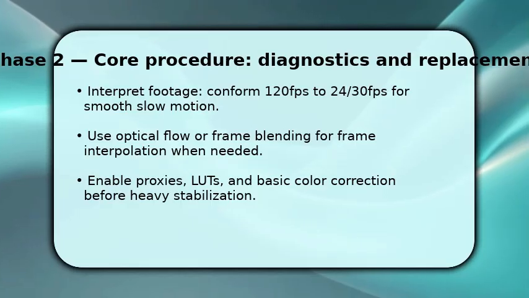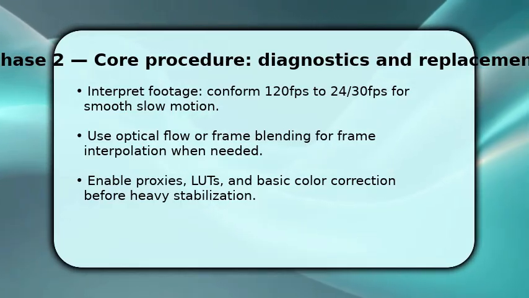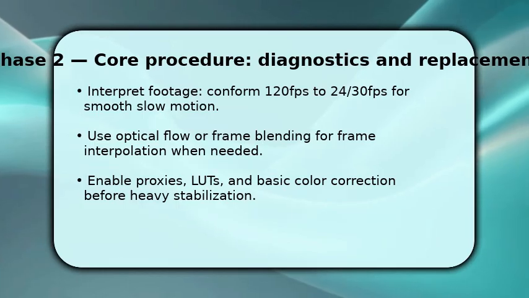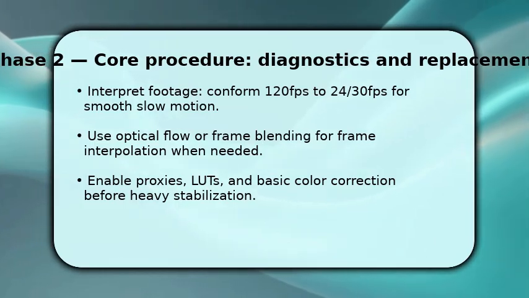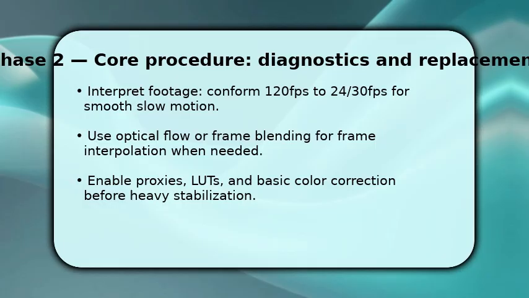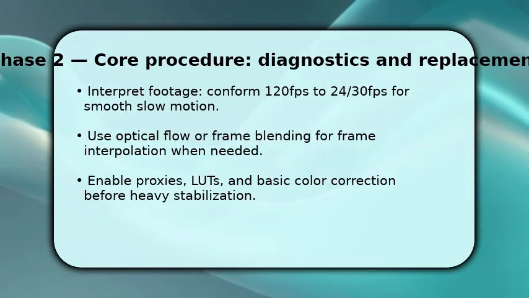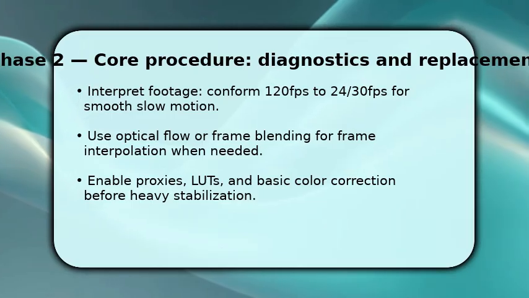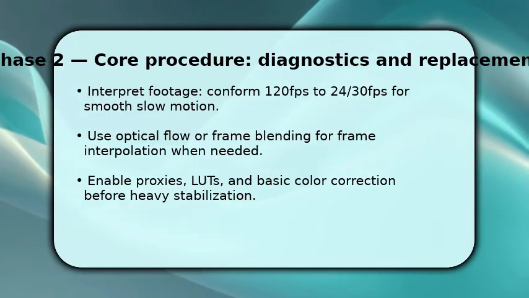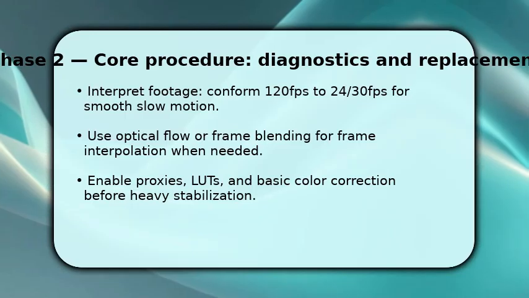Now you interpret and conform clips so the software plays back at the intended rate. Right-click a clip and set frame interpretation. Convert 120 FPS to 24 FPS for 1/4 speed. If motion looks jittery, apply optical flow for frame interpolation or choose frame blending as a faster fallback.